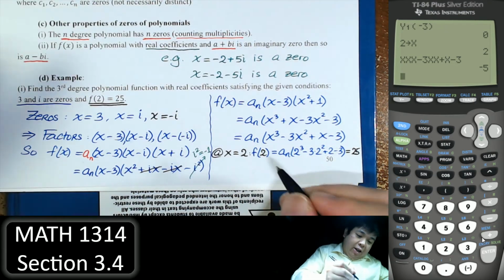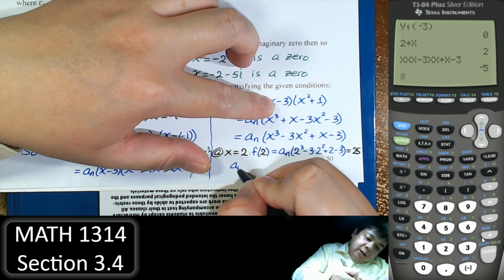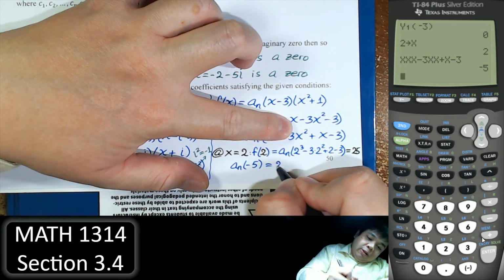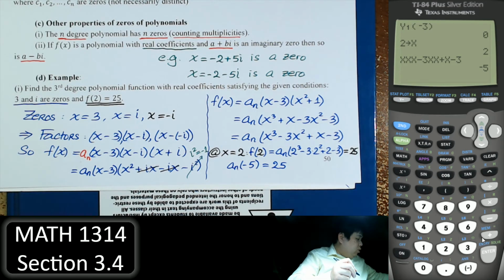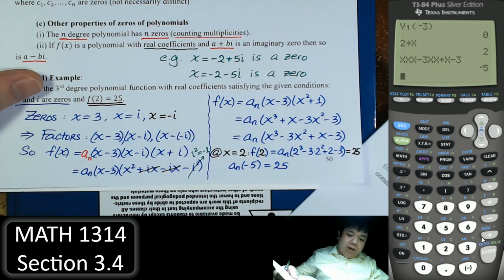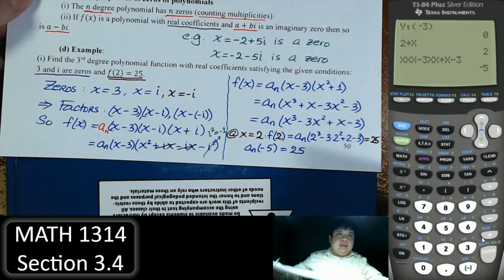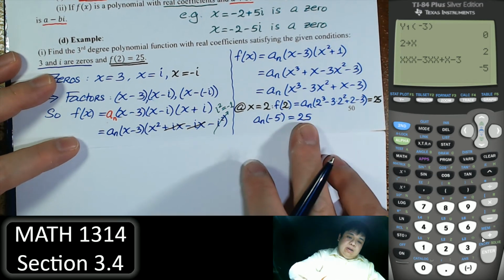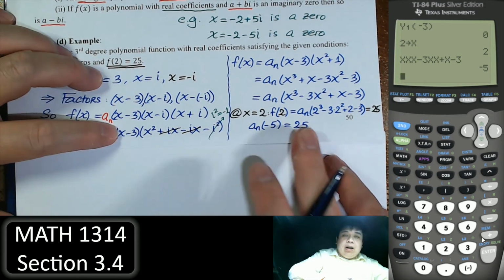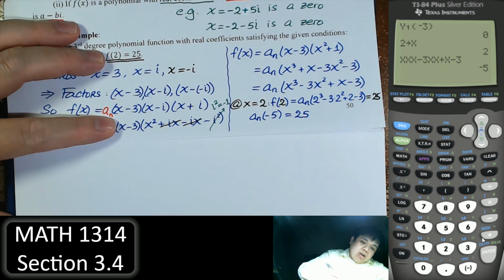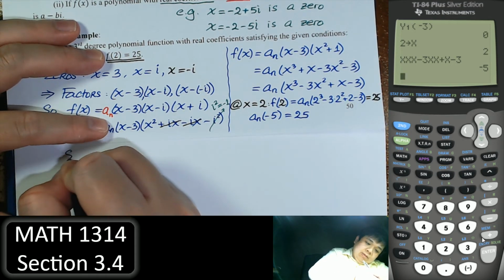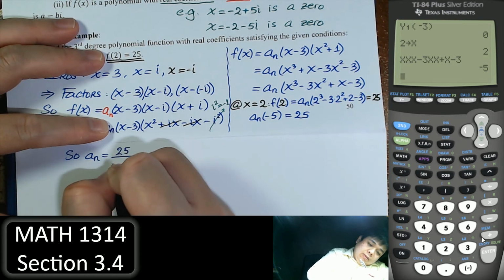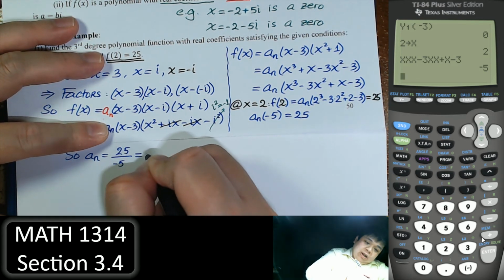So we have a sub n times minus 5 equal to 25. We actually have space on the next page. Right, that's what we have, and then divide by negative 5 on both sides. So it gives us negative 5.